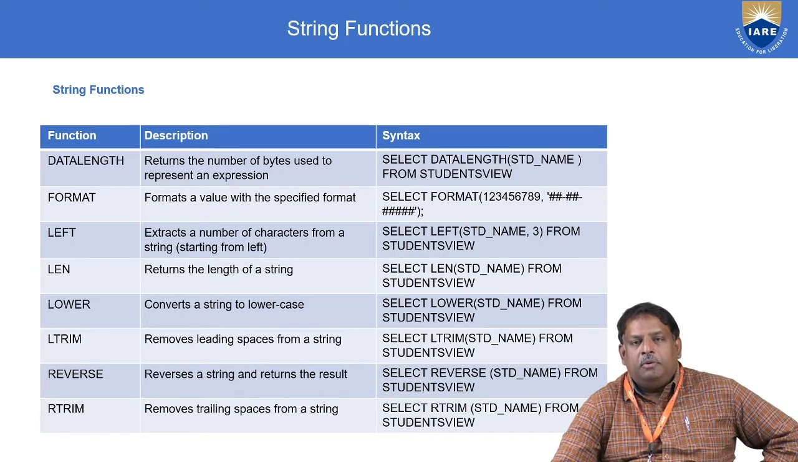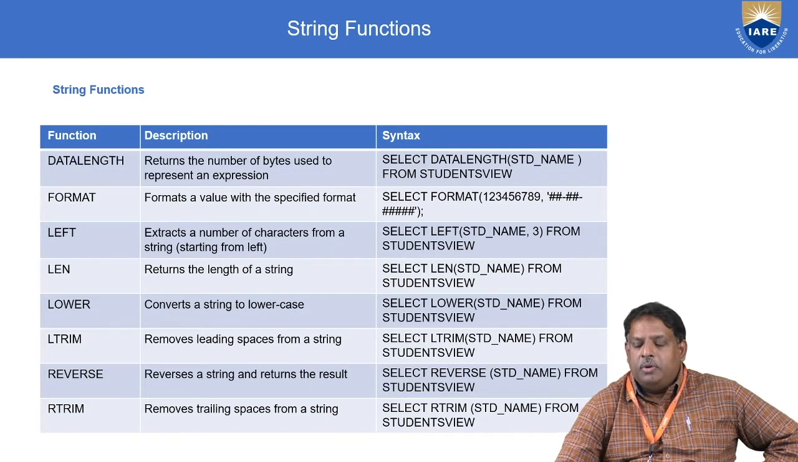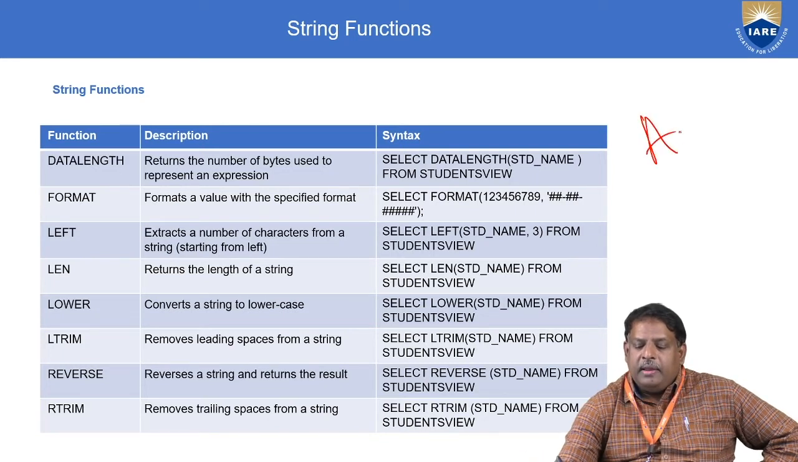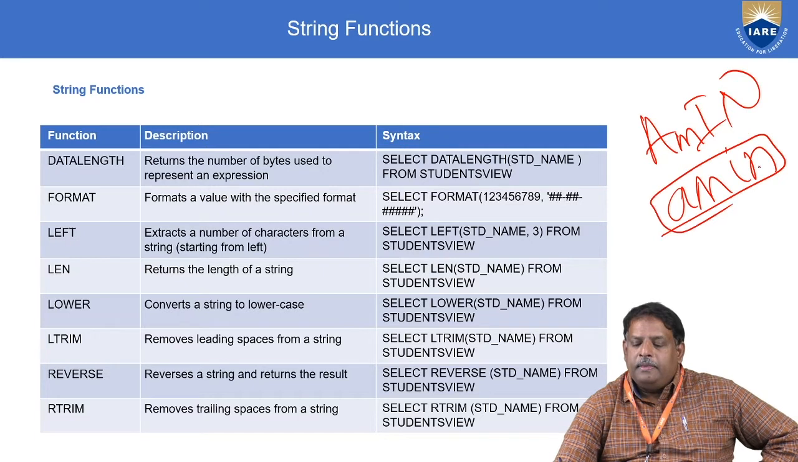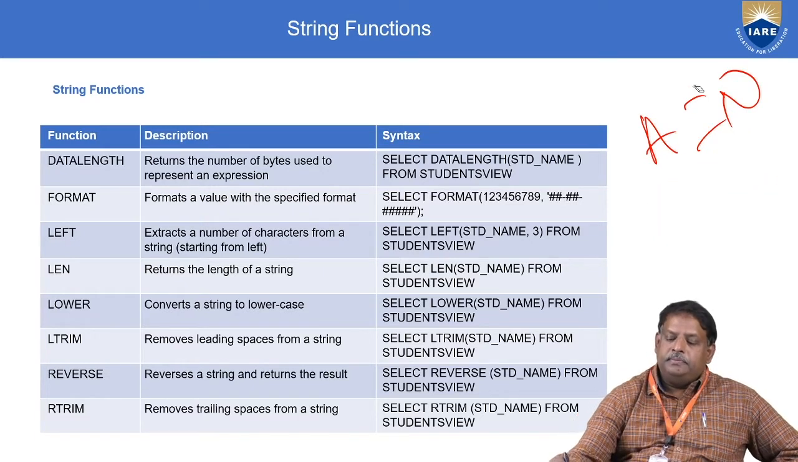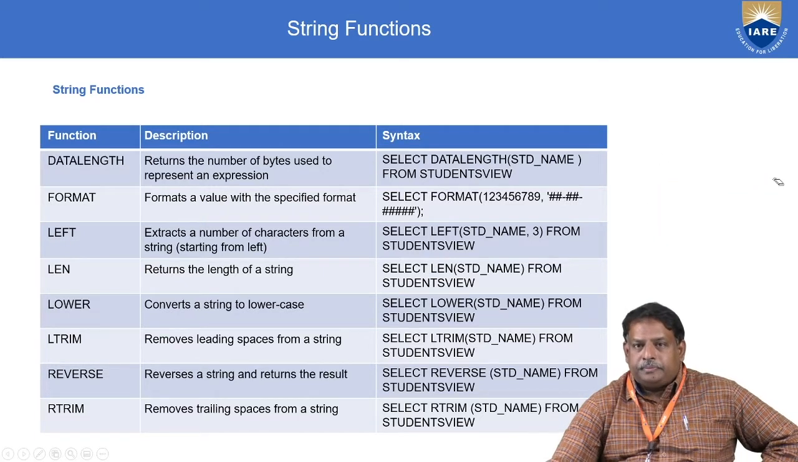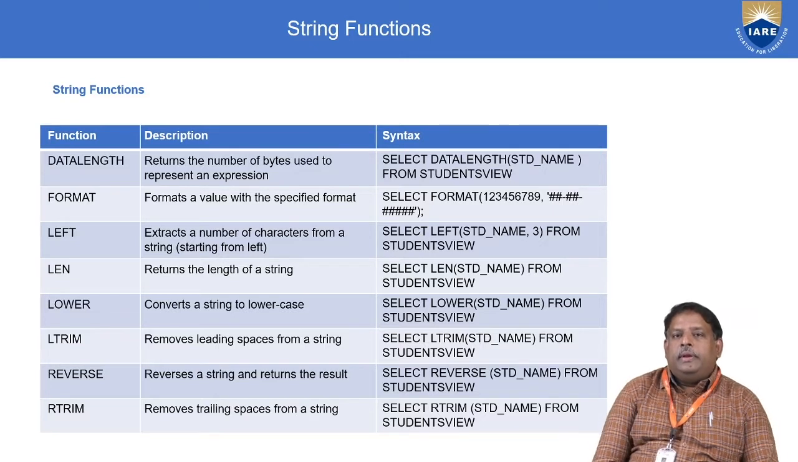Next, we have the LOWER function. This converts a string to lowercase. Select LOWER of std_name from the student view. If your value is like a small m, capital N, I, it will give all in small form, in lowercase. This will be the format. This is the LOWER function.